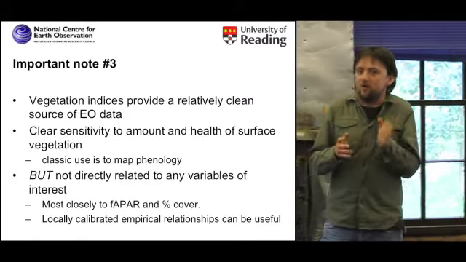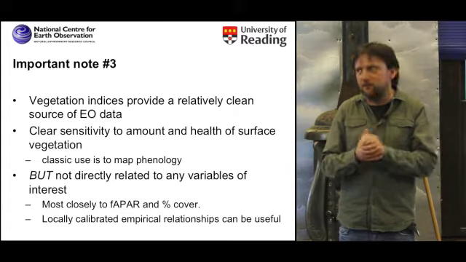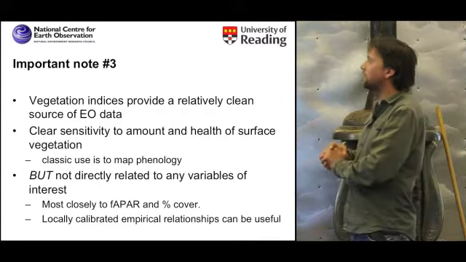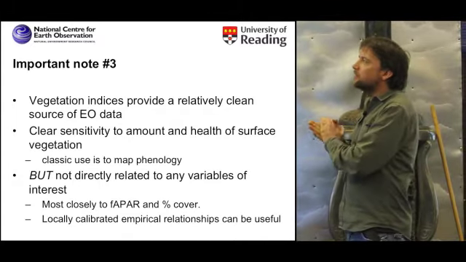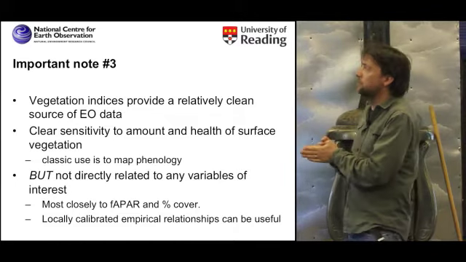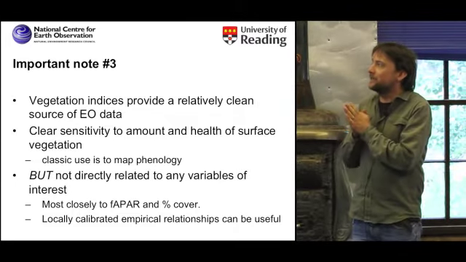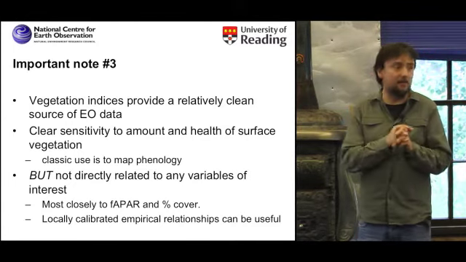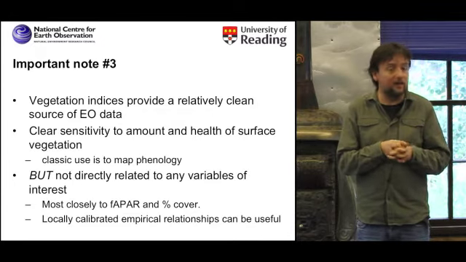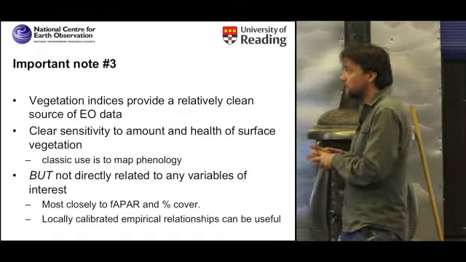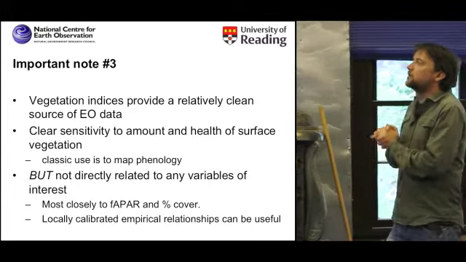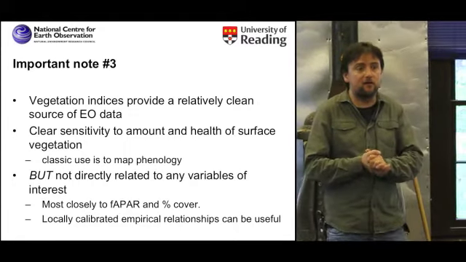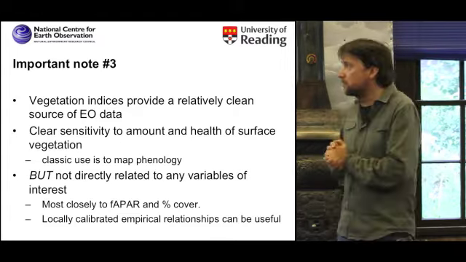That's kind of it for my honourable mention of vegetation indices. I wanted to cheapen myself a little bit, but I actually think it's important to stand up for them. Vegetation indices can provide a relatively clean source of Earth observation data. There's a clear sensitivity in them to the amount and health of surface vegetation, and a classic use is to map phenology. They are probably the best thing out there for doing that in terms of satellite products. But it's not directly related to any particular variables of interest, perhaps most closely to the fraction of absorbed radiation and percent cover.